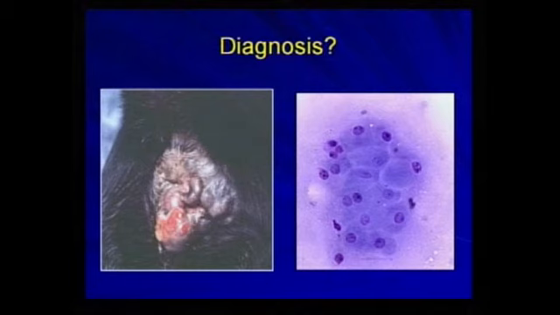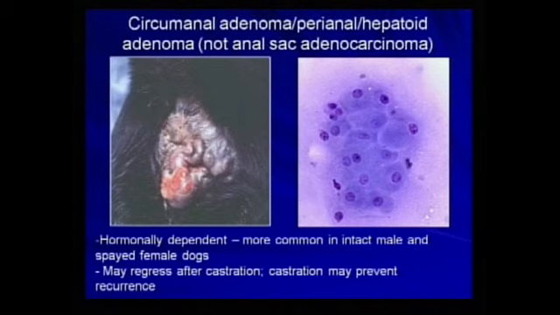And these would be the reserve cells we would expect to see. So this is what you would expect with a perianal gland adenoma. Nuclei are about the same size. They have small nucleoli, no evidence of malignancy here, and a diagnosis of perianal gland adenoma would be perfectly appropriate.